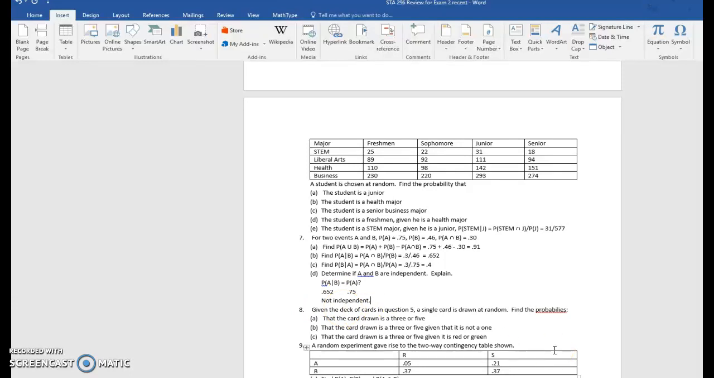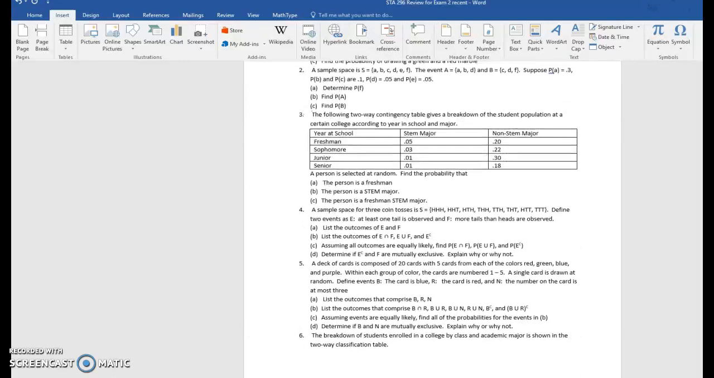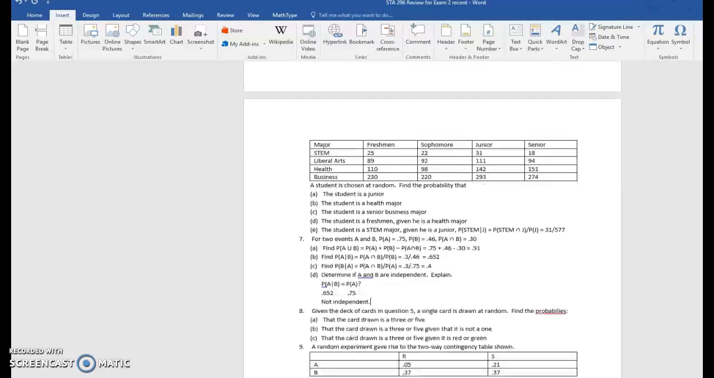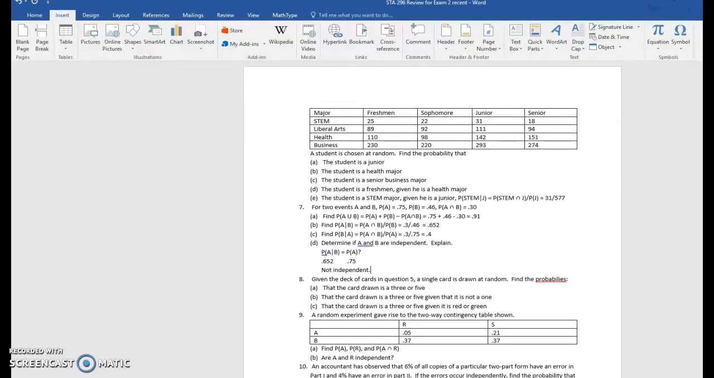All right, so let's look at 8. Given the deck of cards in question 5, a single card is drawn at random. We want to find all of the probabilities listed here. So let's look back at question 5 and see what our deck of cards was. We had 20 cards with 5 cards from red, green, blue, and purple, and each of them numbered 1 through 5. All right, so red, green, blue, and purple.